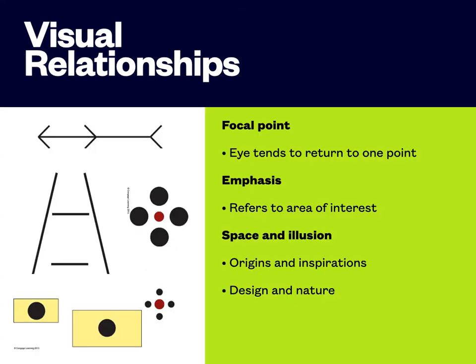Emphasis and focal point, these really work together, and the eye tends to return into one point, and the emphasis is where you're trying to make that eye return to. Space and illusion is, well, exactly how that sounds, space and illusion. How you place your other elements in relationship to that element is going to create an illusion of size or depth. See these examples on the side. We're going to go over those in a little bit, but those are examples of size, of space and illusion.